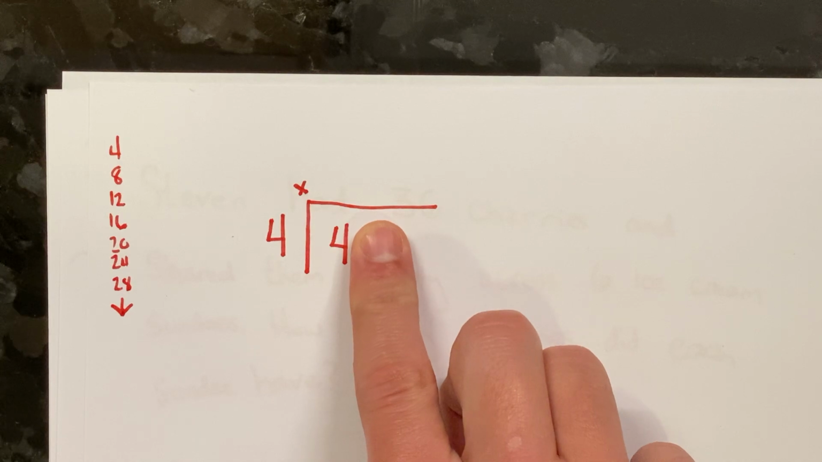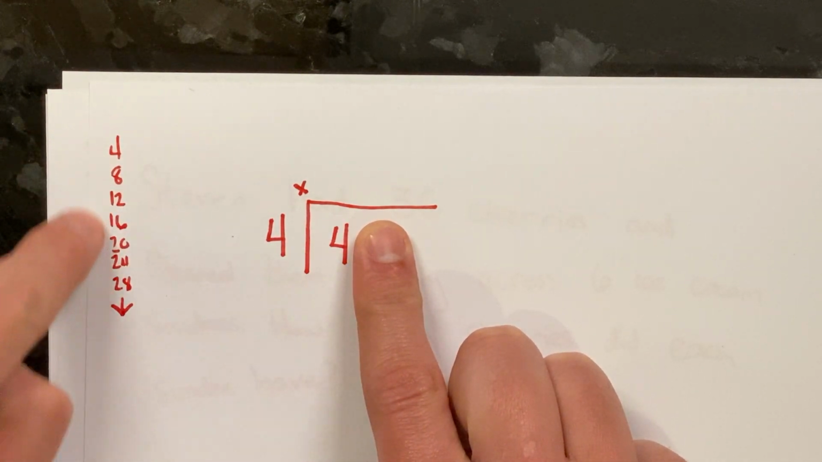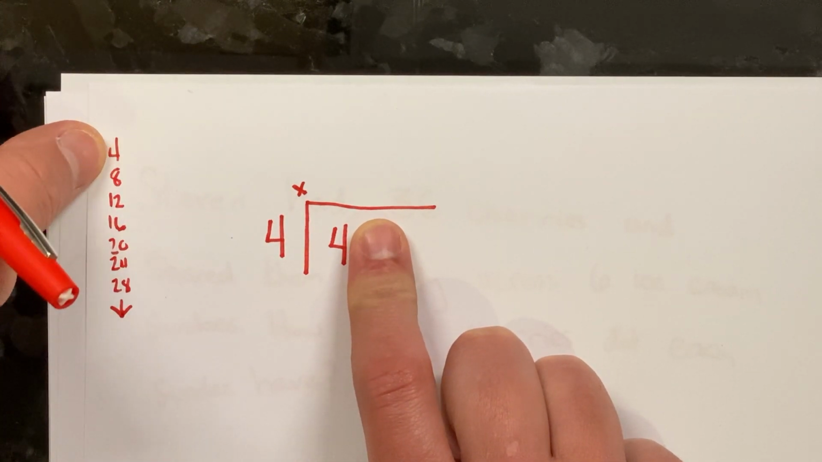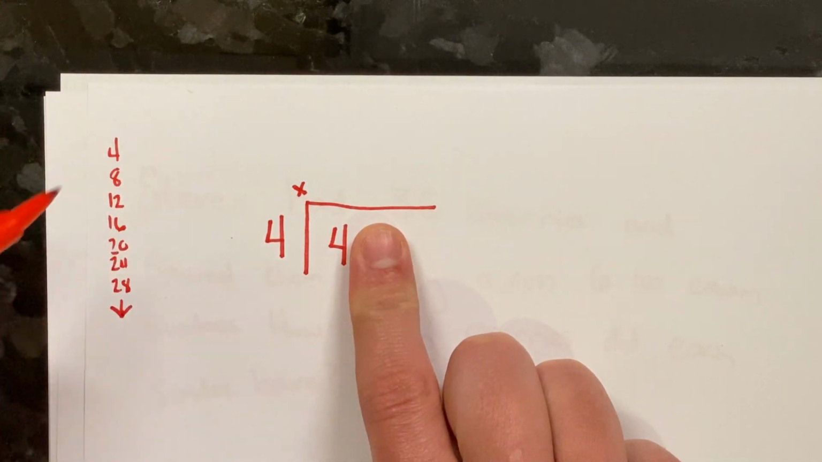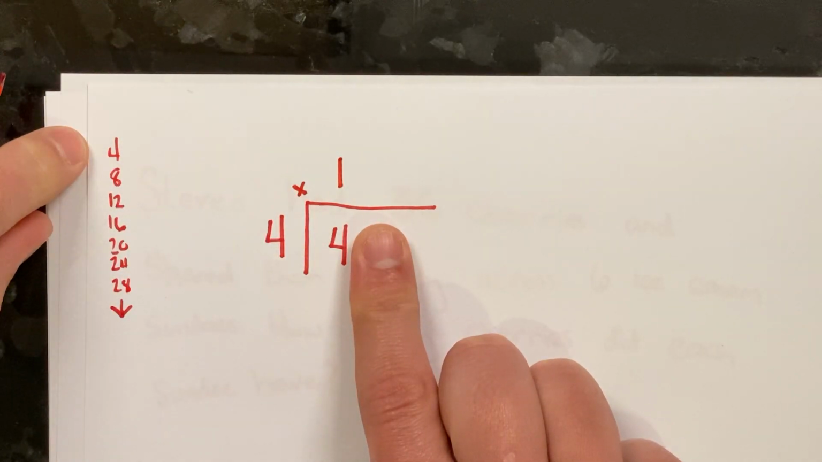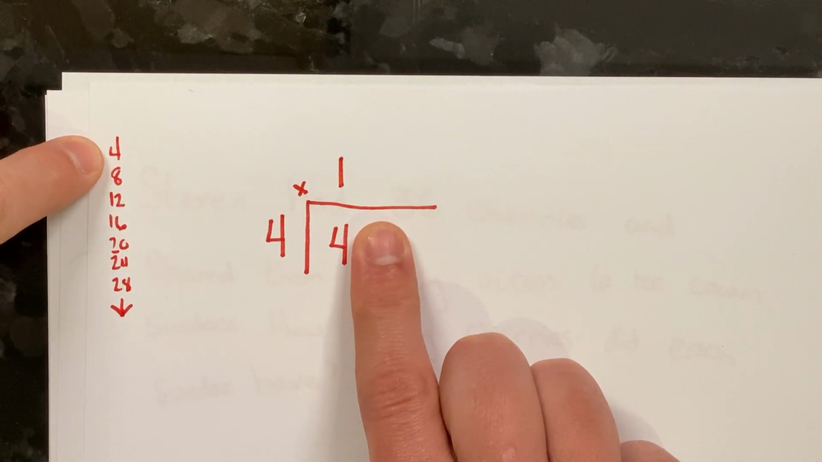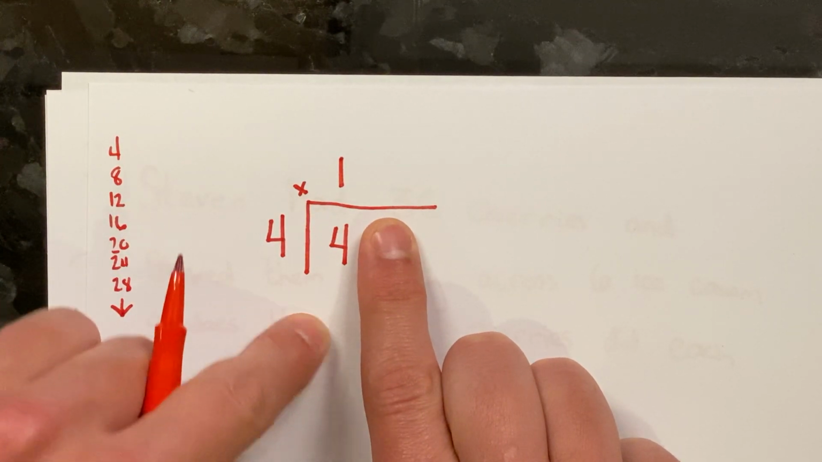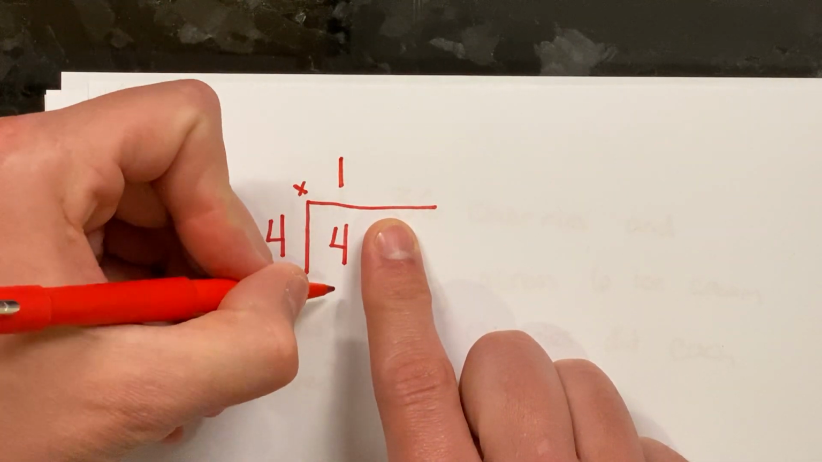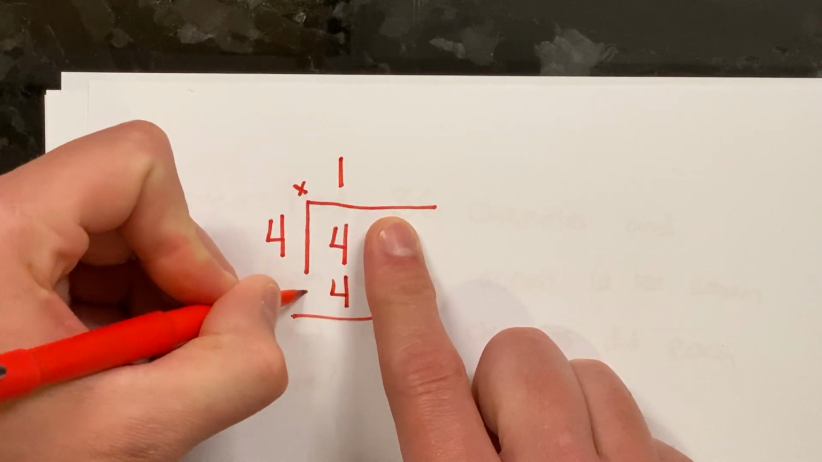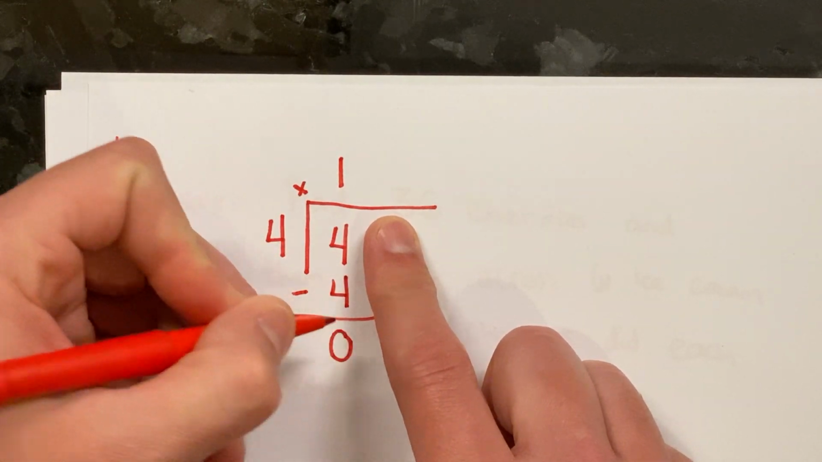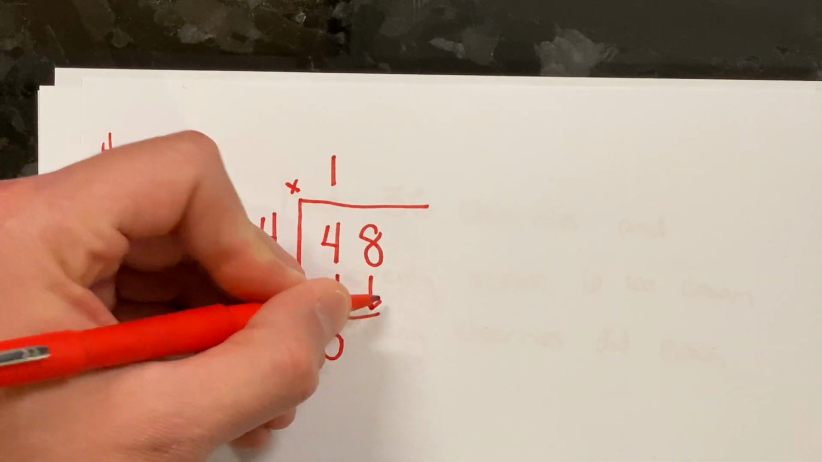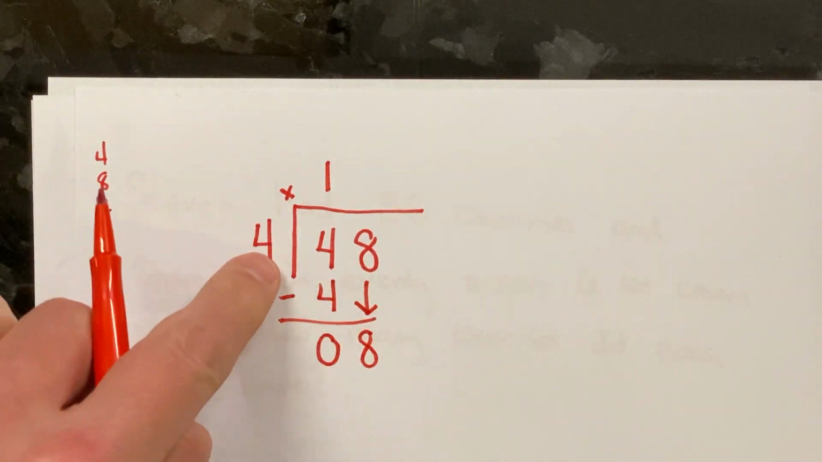Well, of all the jobs that 4 knows how to do, the closest to 4 without going over would be 4. So you would multiply 4 one whole time. 4 times 1 gives me 4. I've multiplied. Now I've got to figure out how to subtract. 4 times 1 is 4. I subtract. 4 minus 4 is 0. Multiply, subtract, bring it on down, and bring it on back.